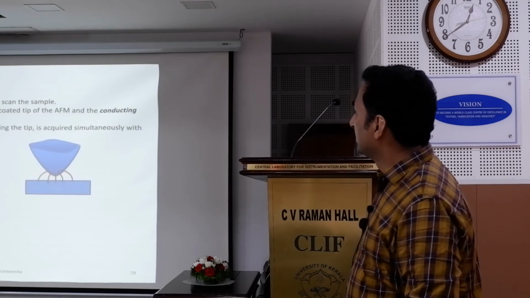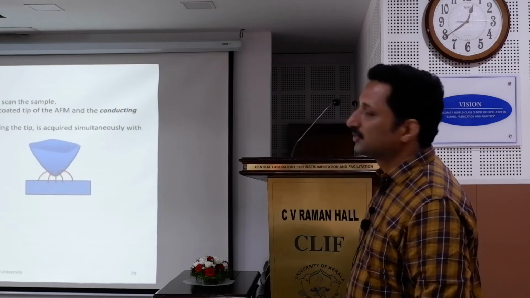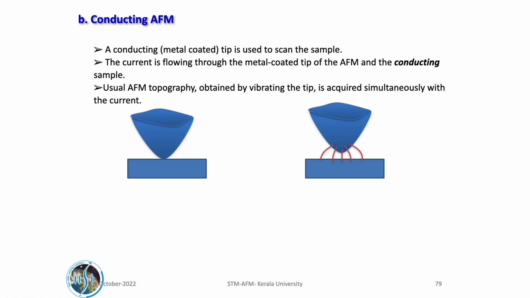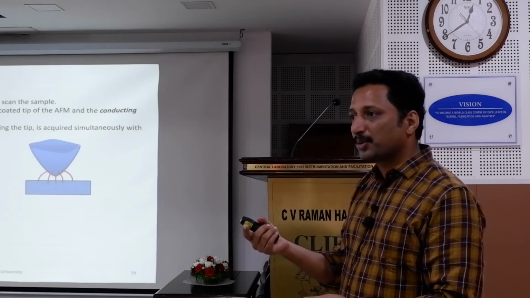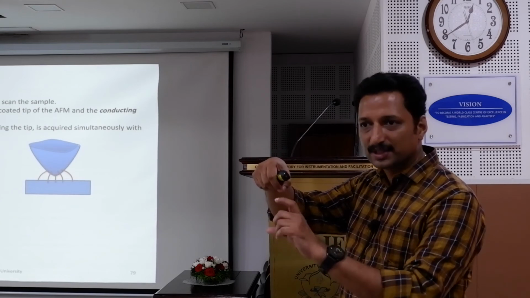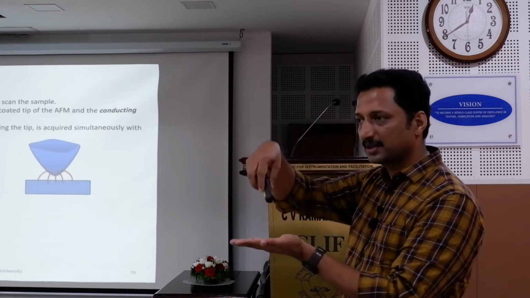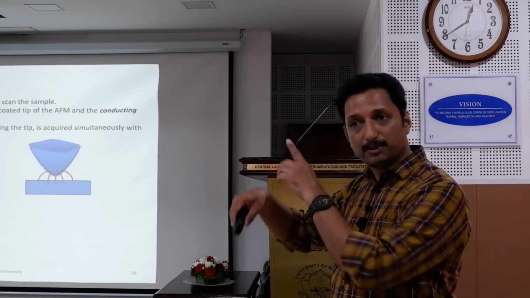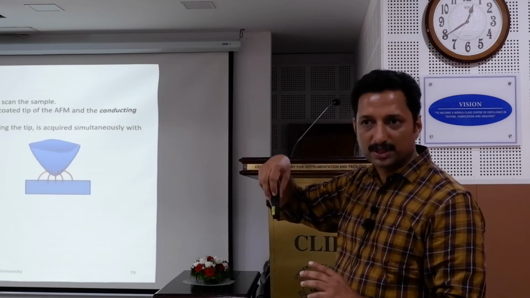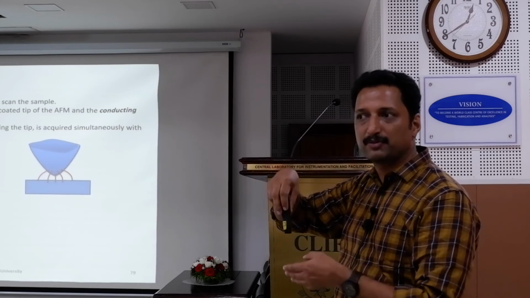Another is conducting AFM, which you already know. It's very similar to STM, but conducting AFM has an advantage. Conducting AFM works on contact mode. STM has the problem: it works only at a tunneling distance, so it needs to get tunnel current. But here, AFM can work in STM mode, where the tip is away from the sample, and tunneling current we can measure using AFM itself.